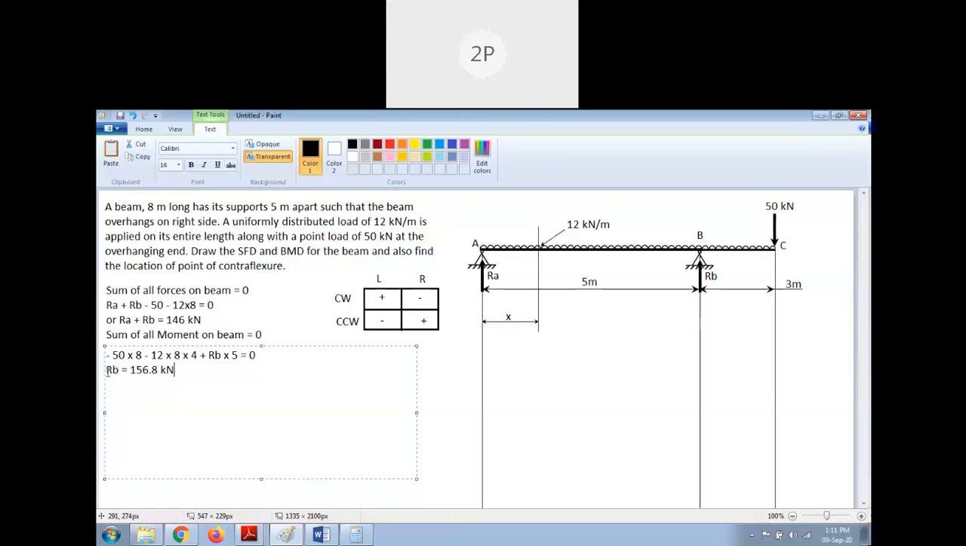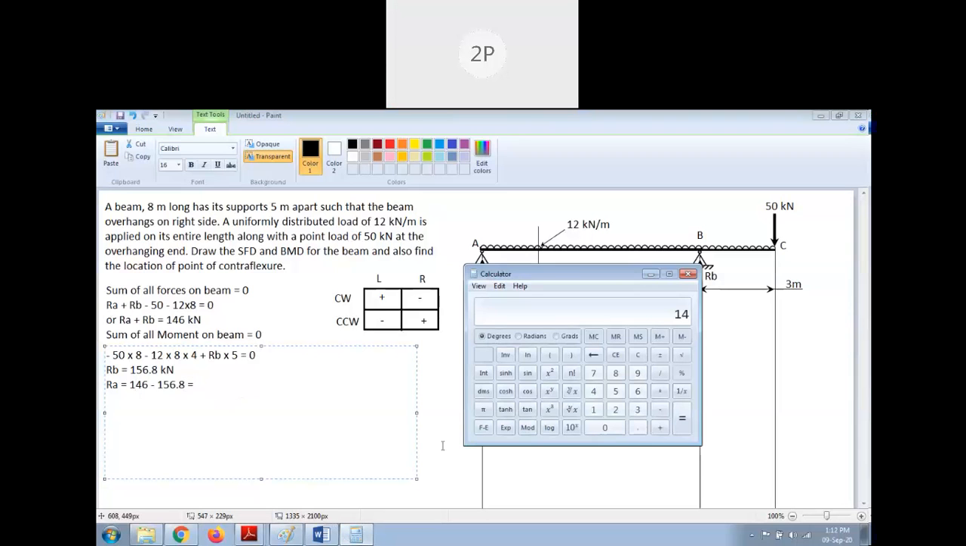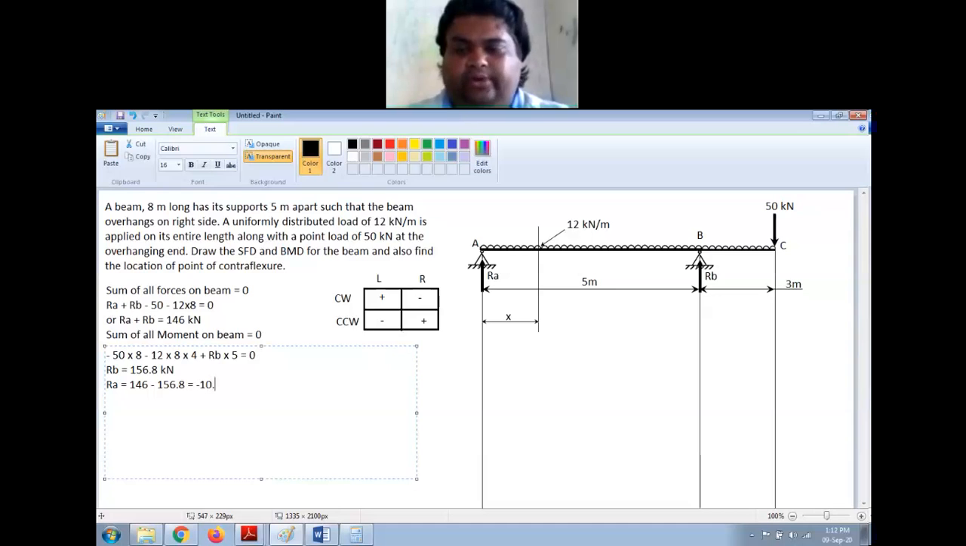Now RB is 156.8 kilonewton. Now you put this value of RB in this expression. So from this I get RA is equal to 146 minus 156.8, which is minus 10.8. This is minus 10.8 kilonewton.